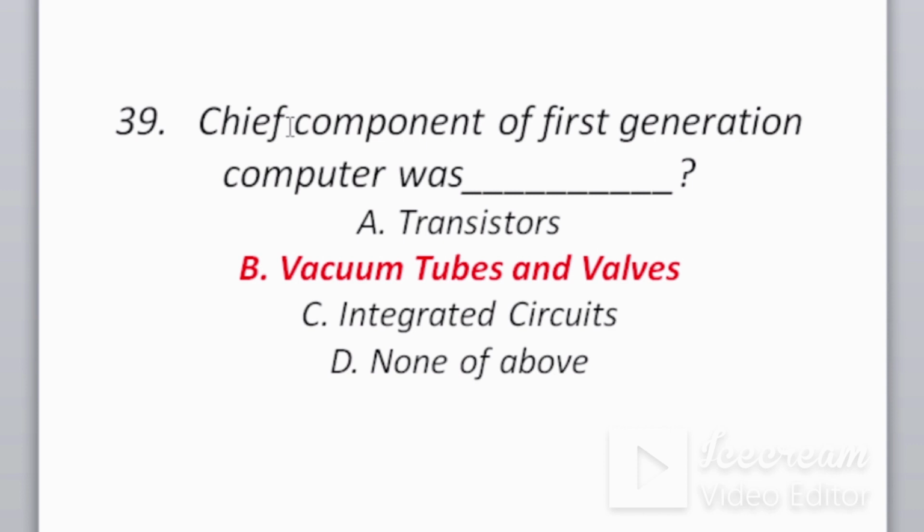39. The chief component of a first generation computer was dash. A. Transistor, B. Vacuum tubes and valves, C. Integrated circuit, D. None of these. The correct answer is B.